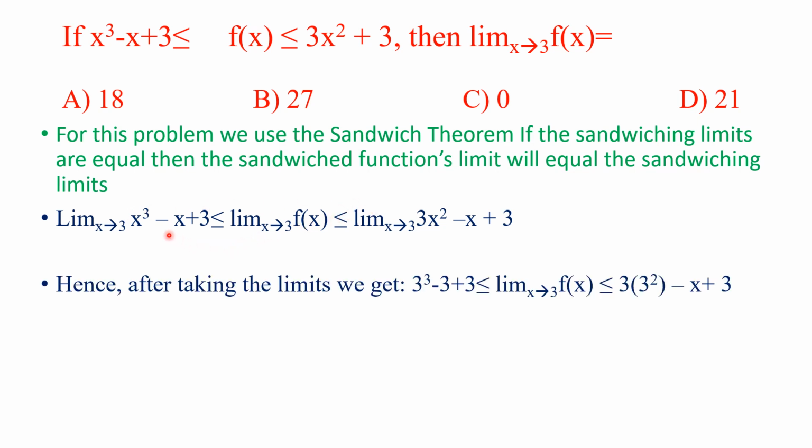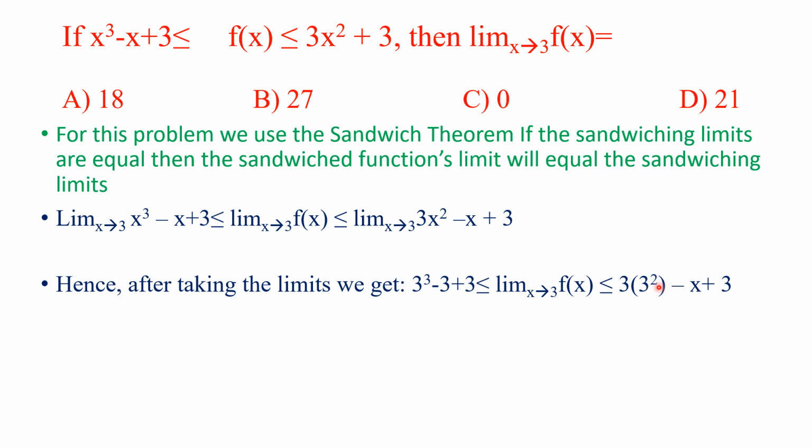If we plug in for every occurrence of x before this function and after this function, we will get the following. In the left, instead of x cubed, we will get 3 to the power 3 because we're plugging in 3 for every x. And then instead of minus x, we'll get minus 3. And on the right-hand side, we also do the same. Instead of 3x squared, we'll have 3, and then instead of x, we'll put 3 squared.